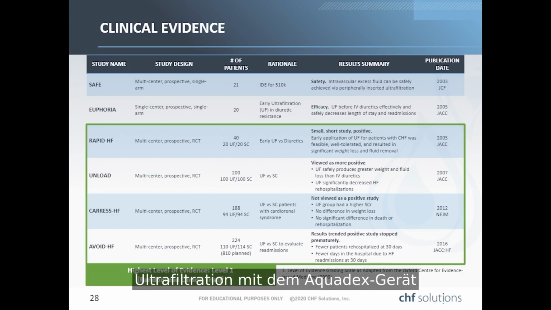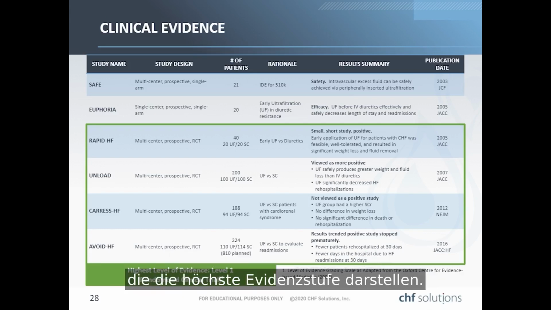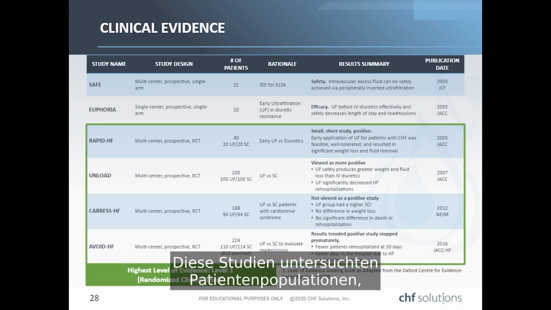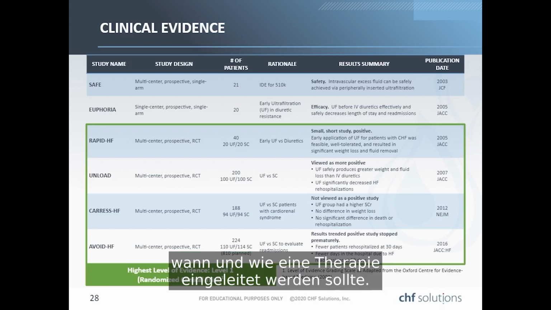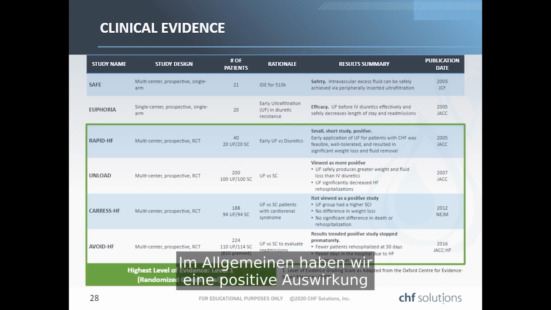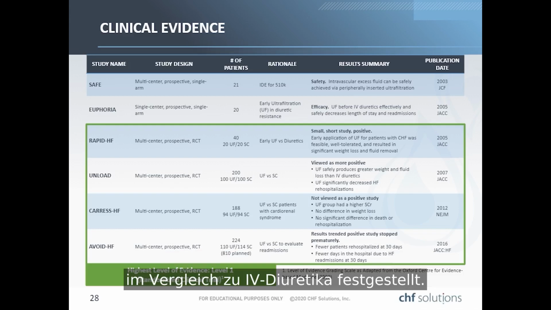Ultrafiltration with the Aquadex device has been the subject of many clinical studies, including 4 randomized clinical trials, the highest level of evidence. These studies looked at various patient populations, including traditional congestive heart failure and patients with cardiorenal syndrome, and looked at various protocols for when to initiate and how to initiate ultrafiltration therapy. Generally, we've seen a positive impact on heart failure rehospitalizations and greater weight loss and fluid loss compared with IV diuretics.